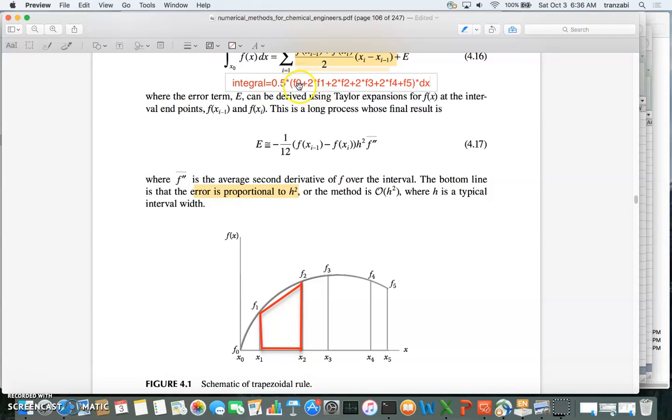So you see that the coefficients for all f values are 2, right? Except the first point and last point. So the first point, the coefficient is 1. The last point, the coefficient is 1. All others have coefficient 2.